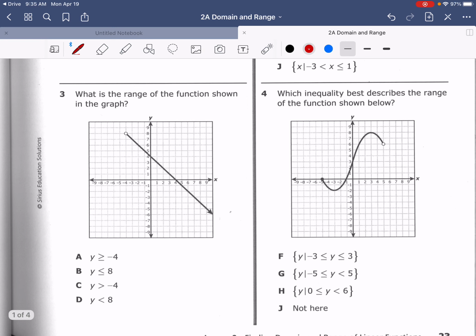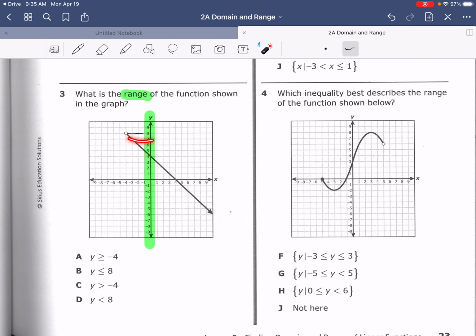Now, question number 3. What is the range of the function shown in the graph? So we are looking for the range. Range is bottom to top. So we're going to highlight the y values. And now, you see this endpoint. You're not going to draw a line like this. You are going to draw a line to this highlighted line here, okay? And this one does not have an endpoint because this one has an arrow. It keeps going down. So let's do this.